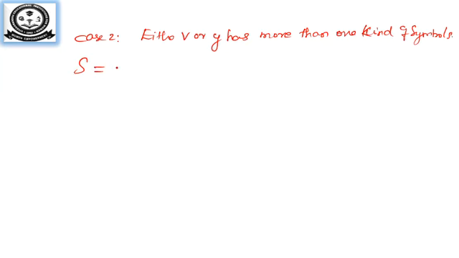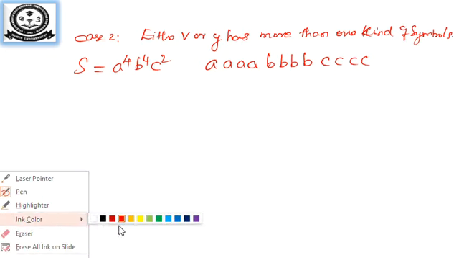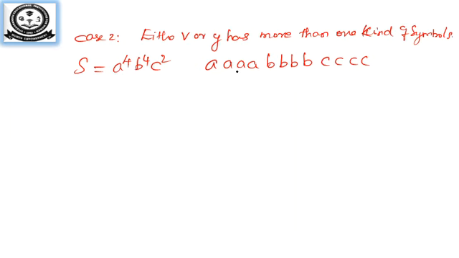We have said S is equal to a4 b4 c4. So we'll write a, 4 b's and 4 c's. Now we are going to consider that v is going to have more than one symbol. Let me take another color for our example. Let me take two a's and two b's as my v. And this one b alone I will take as x.